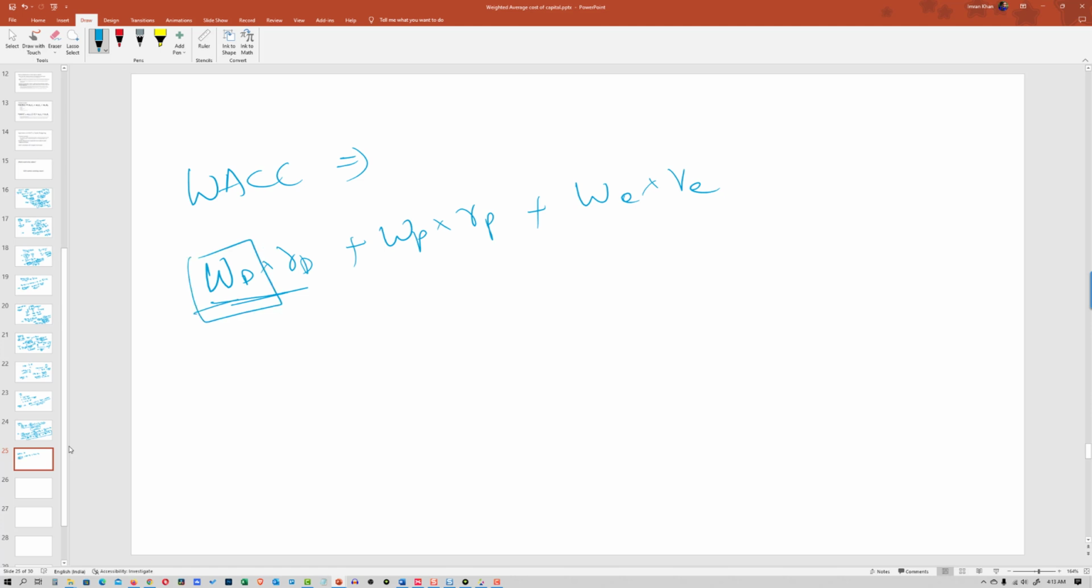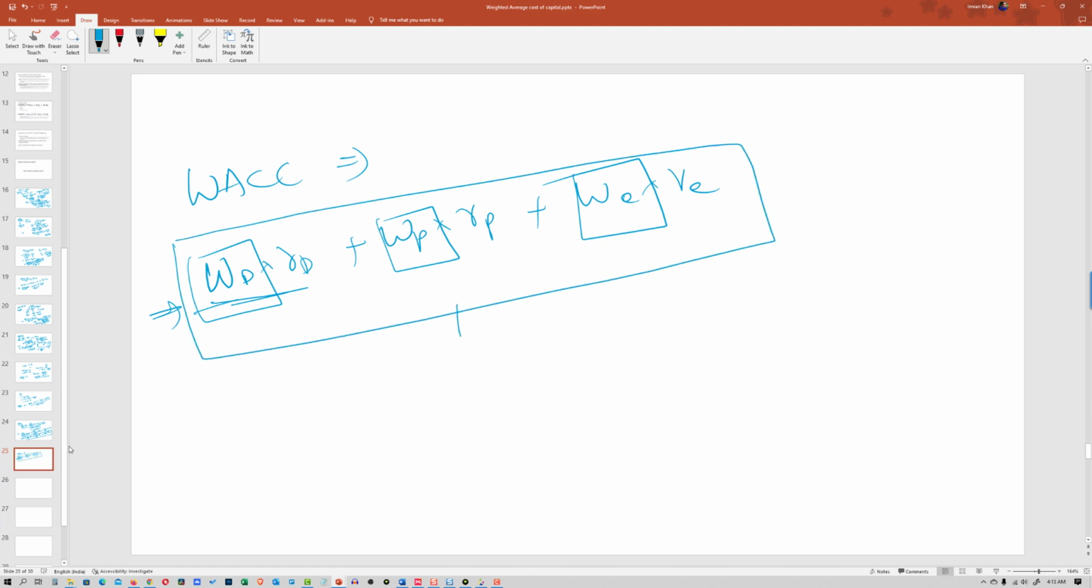WD is the weight of debt. WP is the weight of preferred equity. WE is the weight of equity. However, I just need to tell you one more thing. All these things, right? The weighted average cost of capital is computed after tax.